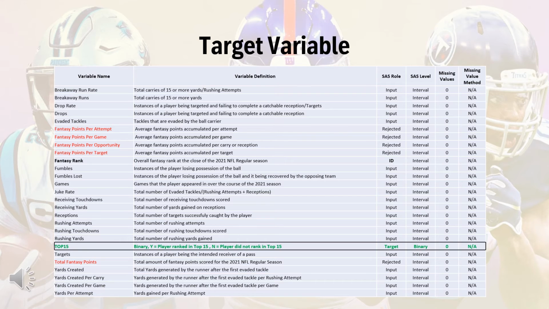Of the 27 variables, 5 were rejected as they directly relate to fantasy points and would be redundant in terms of analysis. These metrics would be more relevant to a study regarding consistency. The data is of extremely high quality and includes no missing values for all 54 observations. I have also included fantasy rank as an ID variable for the analysis.